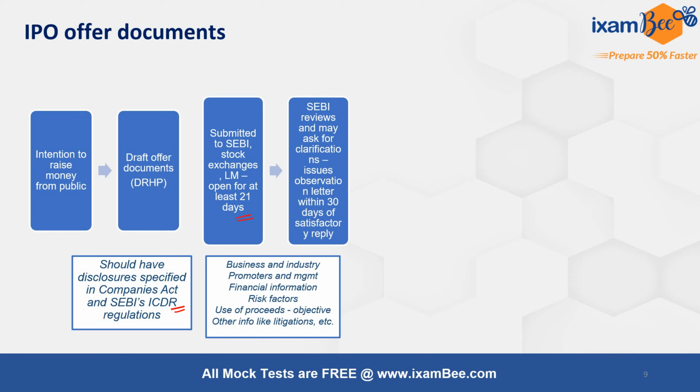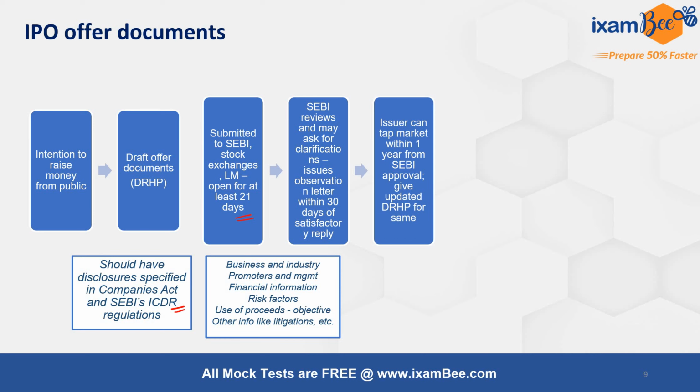SEBI may issue their observation letter and reviews, and they may typically issue this observation letter within 30 days of a satisfactory reply from the lead managers and the company related to any kind of observation that SEBI may have made. After this, if there are no changes required to be made in the DRHP, then the company can use this as a red herring prospectus to actually come out with an IPO, and they have approximately 1 year from the date of SEBI's approval to come out with an IPO.